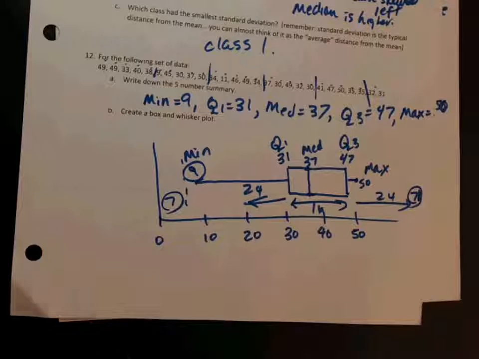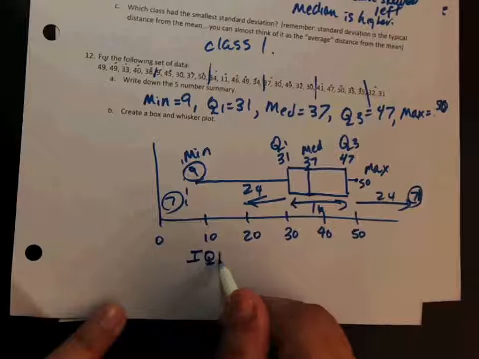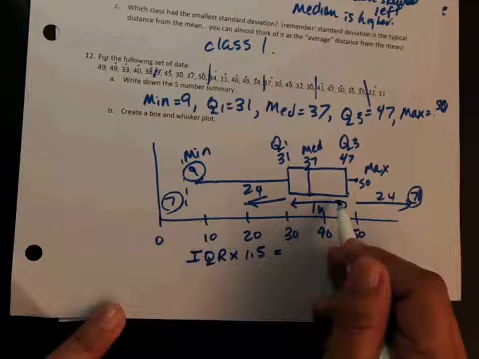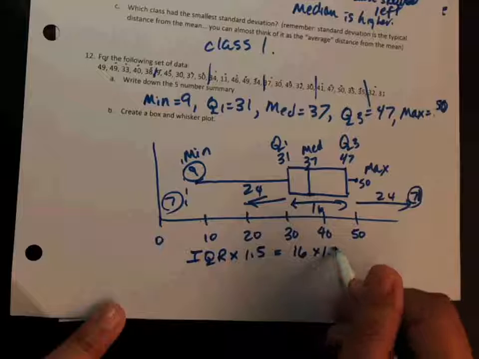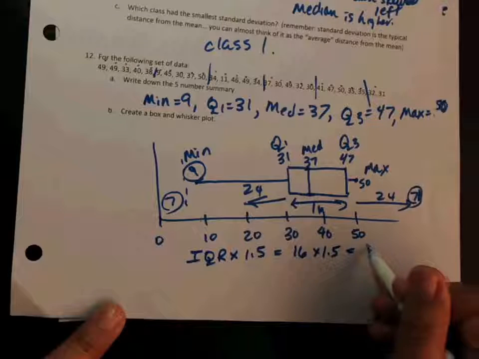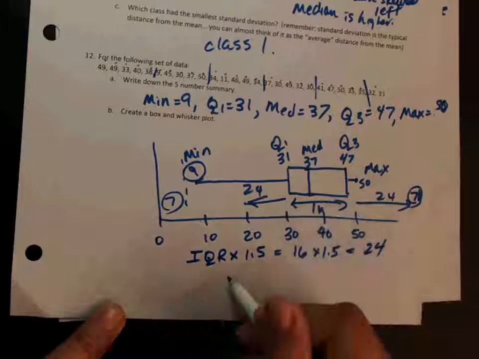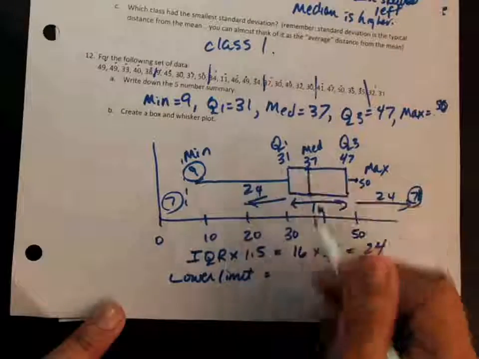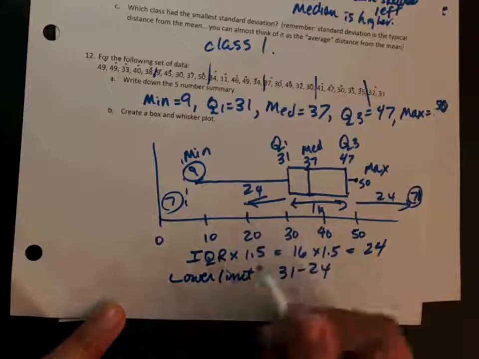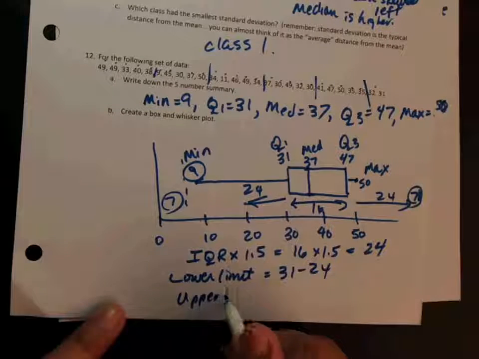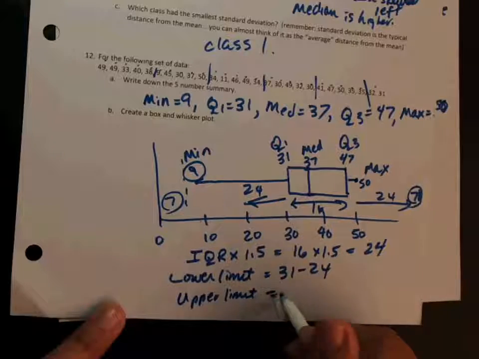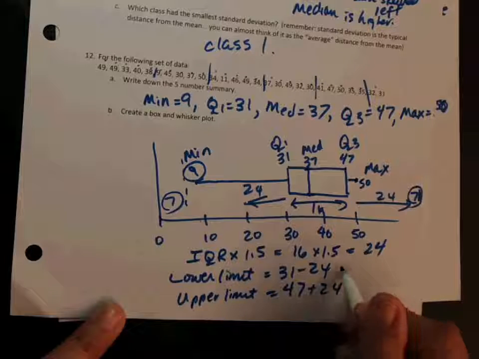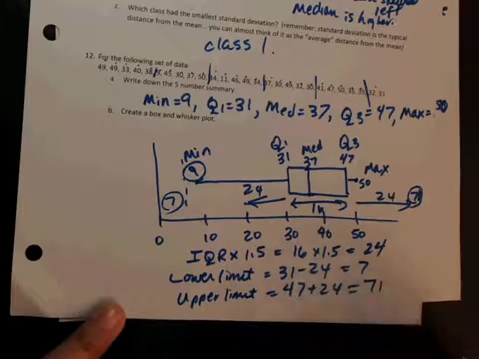The way I would show the math, I would say IQR times 1.5. We said that was 16. 24. And lower limit, you take Q1, 31 minus 24, and the upper limit, you take Q3 and add the 24, and that gets it for me. All right.